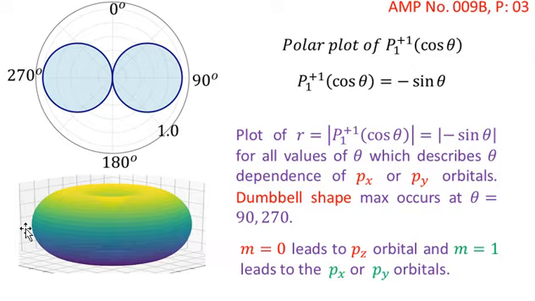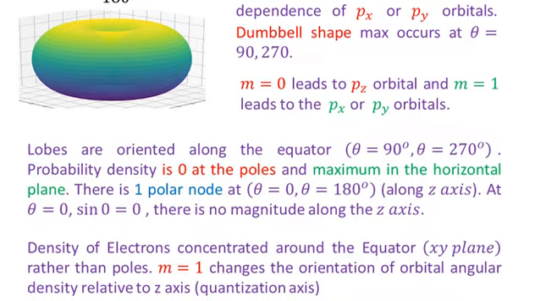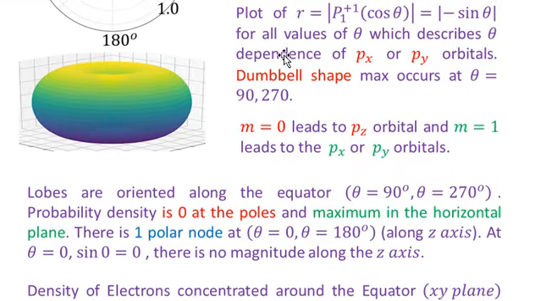And the three-dimensional shape is shown over here, which is in the form of a torus or in the form of a donut.